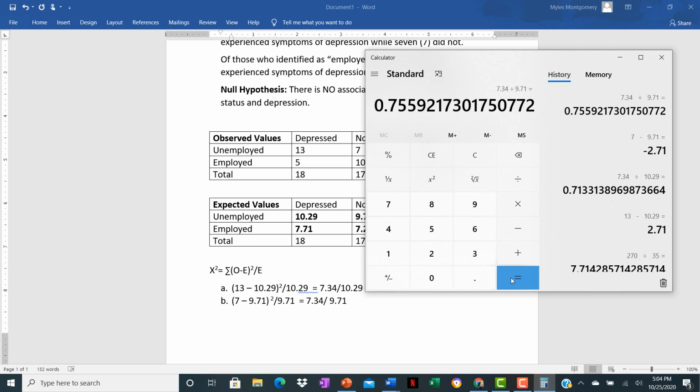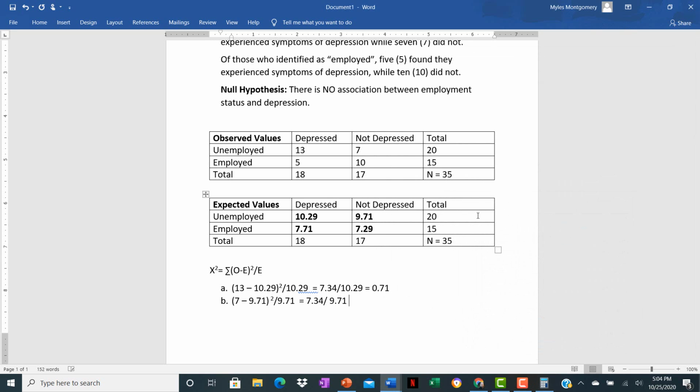Okay, 0.76. Actually, we'll just go like this. 0.76, because that's just rounded up right there. Okay, all right. 0.76. Very good. Okay, let's take a look at what we have for the C cell. C cell's right here.